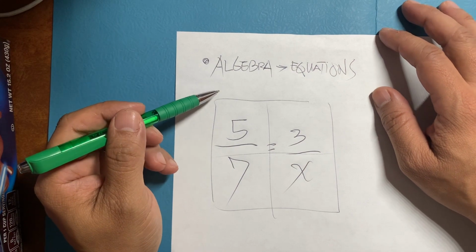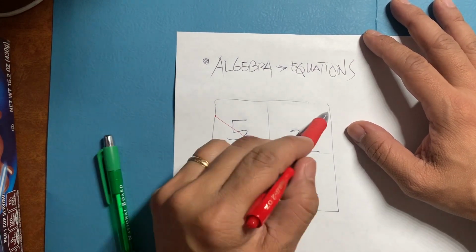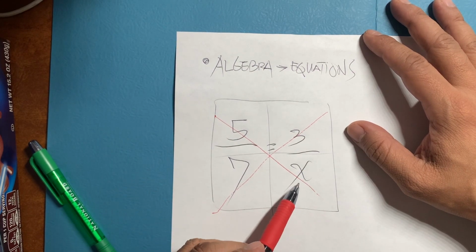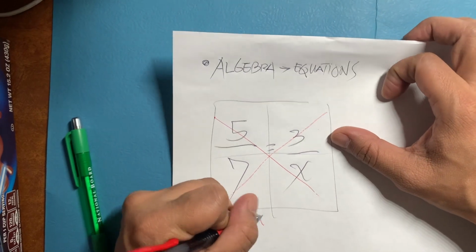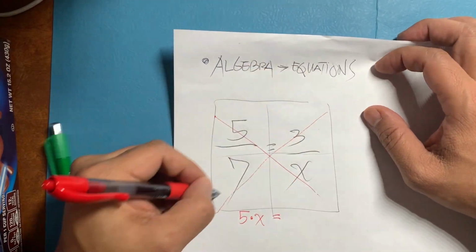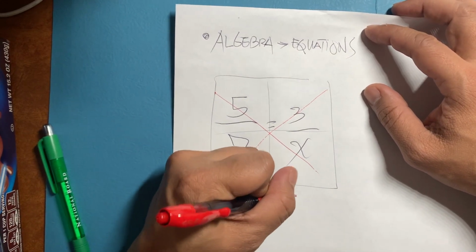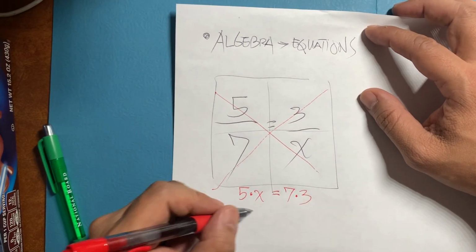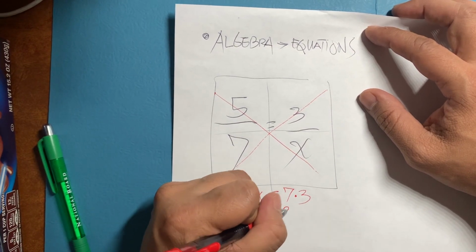Algebra using the equations. To do this, you also do cross multiplication. Start with the one with the missing value. So you could multiply 5 times x. That's 5 times x is equal to, on the other side, 7 times 3. So 5 times x, you could just write it as 5x equals 7 times 3 is 21.